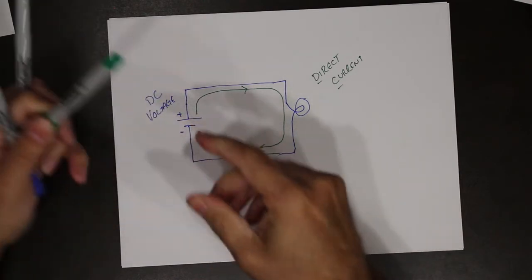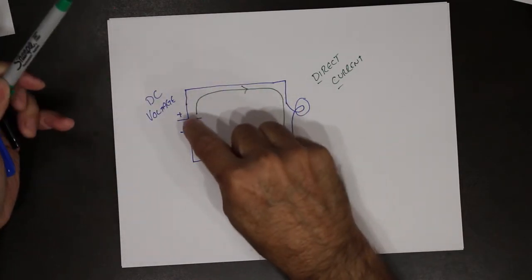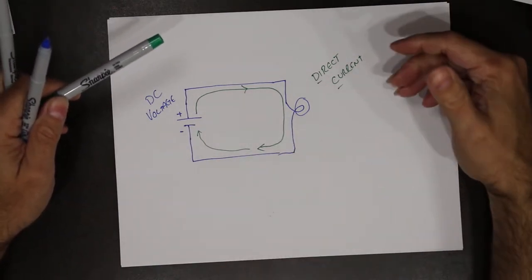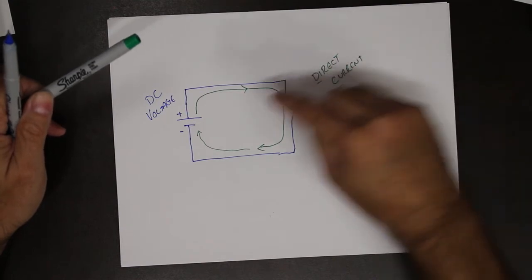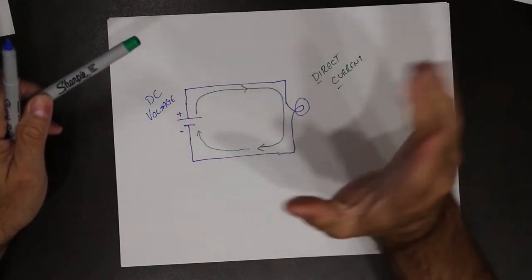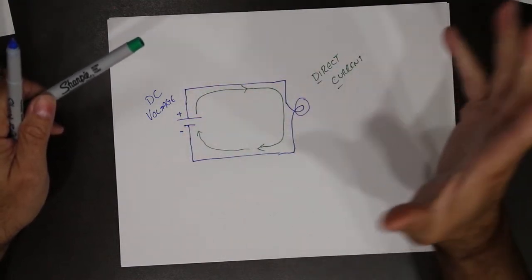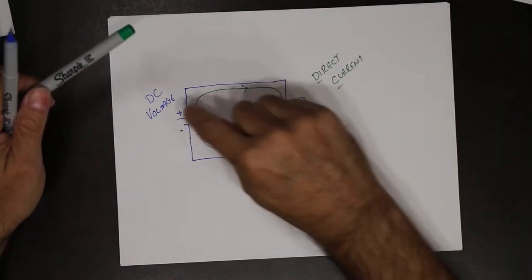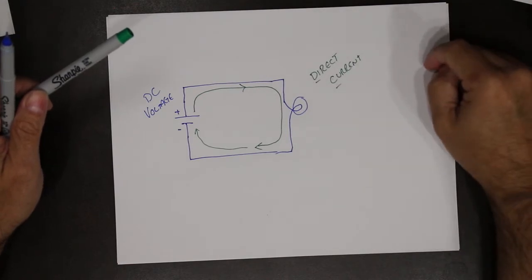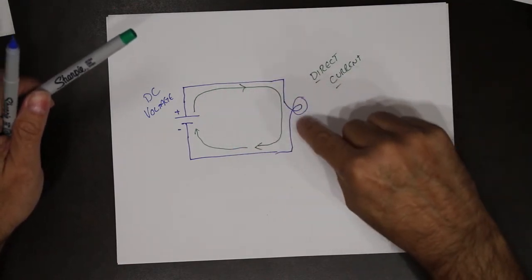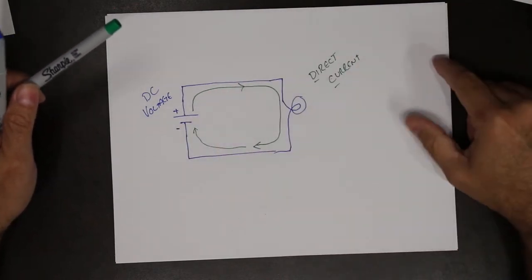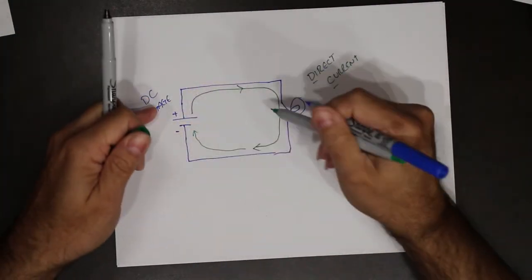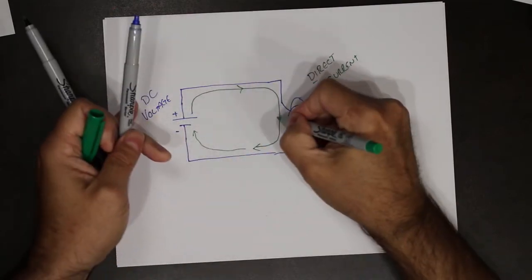The most popular example of a DC supply is a battery. It provides current that flows from one terminal, which is the positive, to the negative terminal, the other terminal. So from positive to negative, always flowing through the light bulb in the same direction.